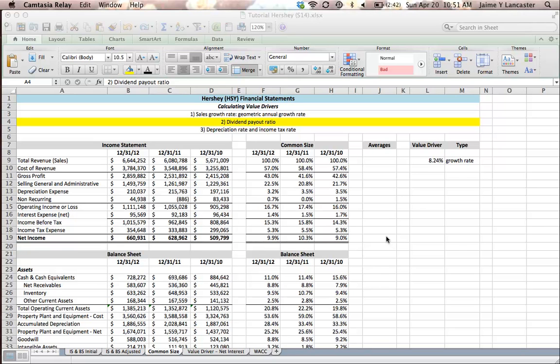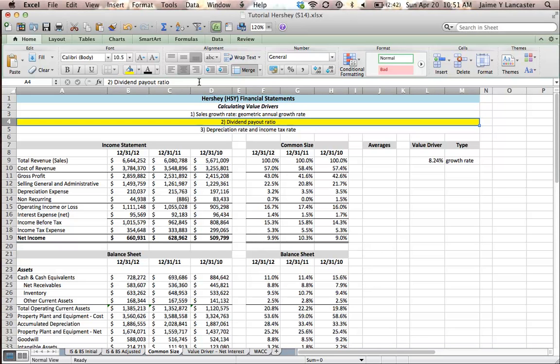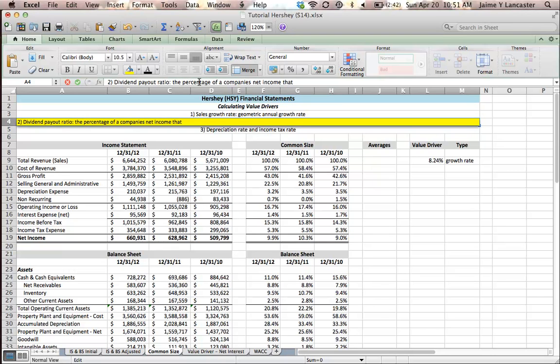So this is our second tutorial on calculating value drivers. In this tutorial, we're going to calculate the dividend payout ratio. And the dividend payout ratio is the percentage of a company's net income that they pay to shareholders each year.